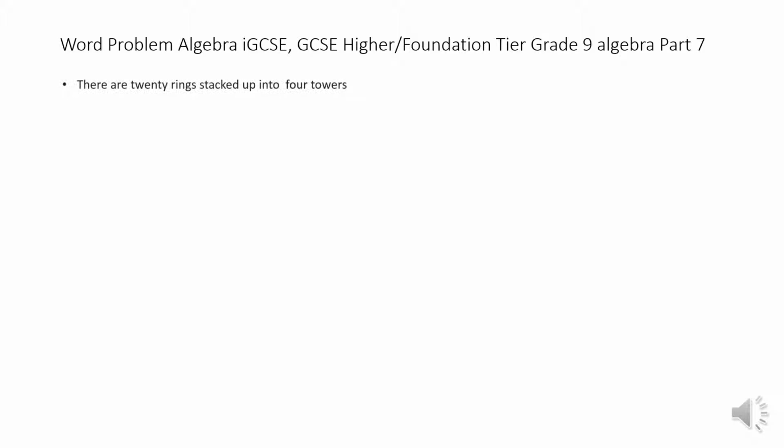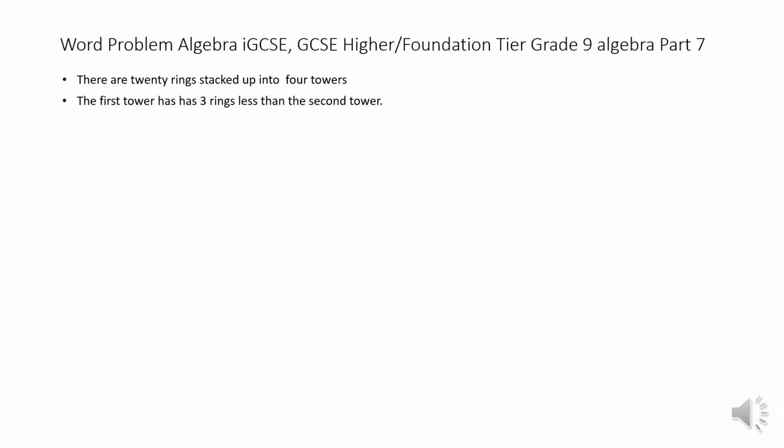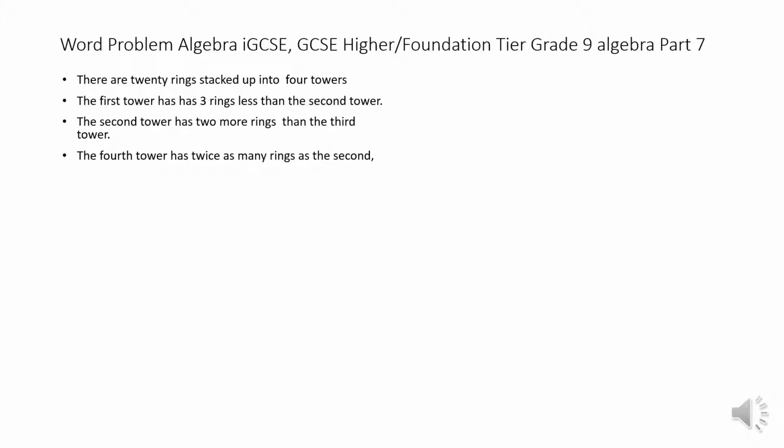It says there are 20 rings stacked up in 4 towers, and the first tower has 3 rings less than the second tower. The second tower has 2 more rings than the third tower. The fourth tower has twice as many rings as the second tower. The question then is, how many rings in each tower?